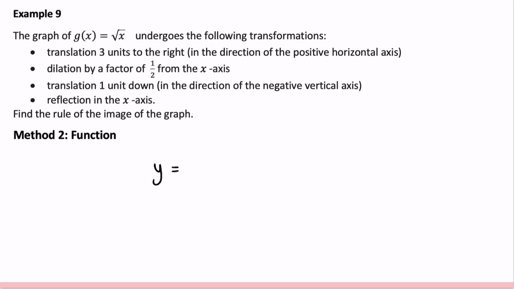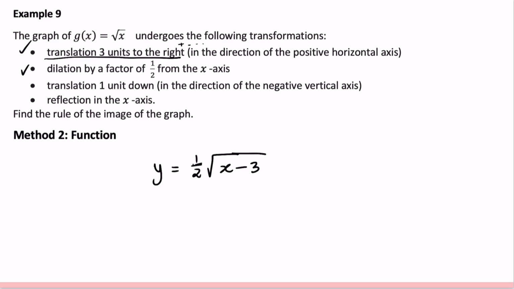So this is the function I'm starting off with. Let's go through one step at a time. Again, order matters. First thing it says is translation 3 units to the right. So we know that if it's to the right, yes, it's plus when we're going to the right, but we do the opposite when it's attached to the x. So that means it should be -3. Next thing it says is dilation by a factor of a half from the x-axis. From the x-axis means it affects the y values, which means we just need to put that out the front as it is. There's no tricks with that one.